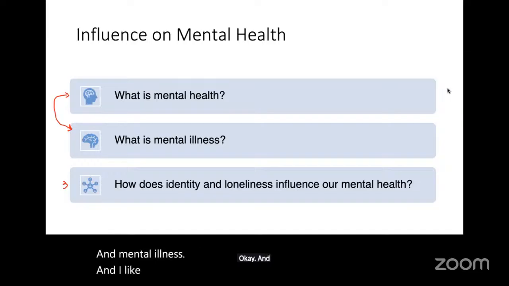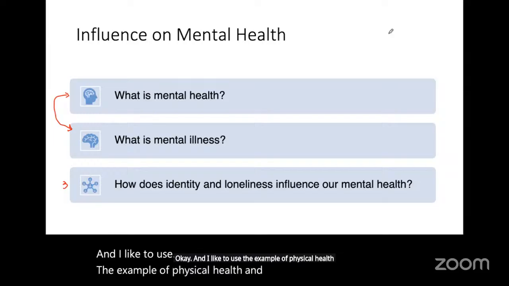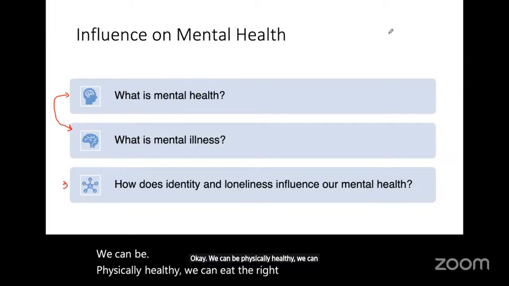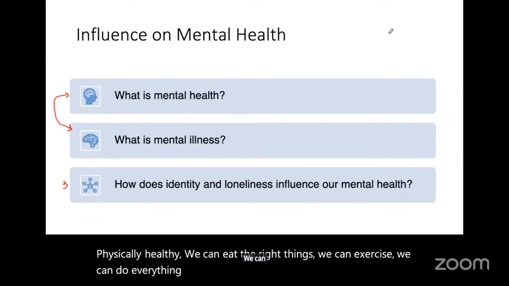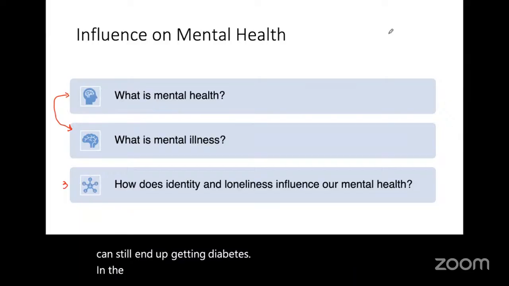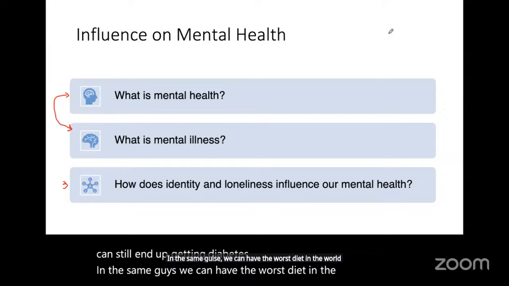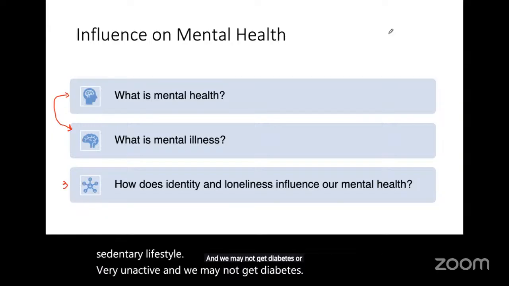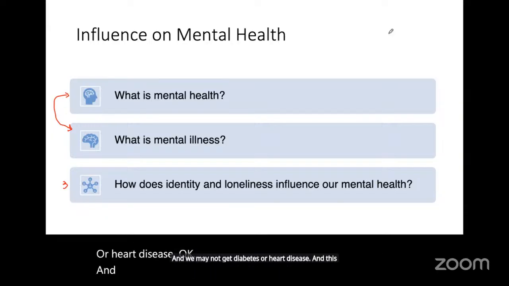And I like to use the example of physical health and physical illness. We can be physically healthy. We can eat the right things. We can exercise. We can do everything right, but we can still have a heart attack. We can still end up getting diabetes. In the same way, we can have the worst diet in the world, a very sedentary lifestyle, very inactive, and we may not get diabetes or heart disease. Okay. And this is an important thing to state.